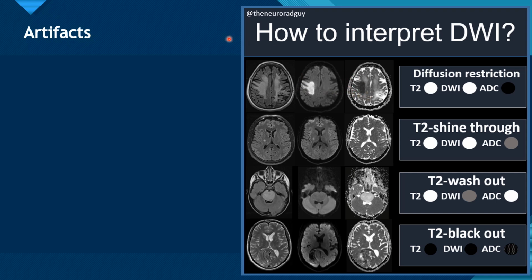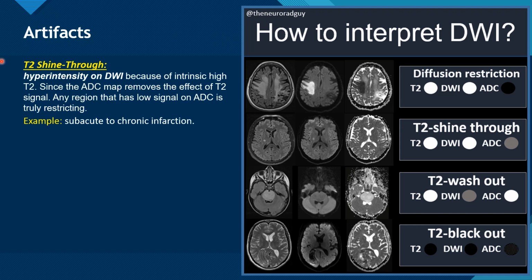So, some misinterpretation can occur in this case because we have some artifacts occurring from B weighted images. What type of artifact can we encounter during the interpretation of a DWI? The first and most common artifact is the T2 shine-through effect. This is a hyperintensity on DWI images because of intrinsically high T2 weighting.